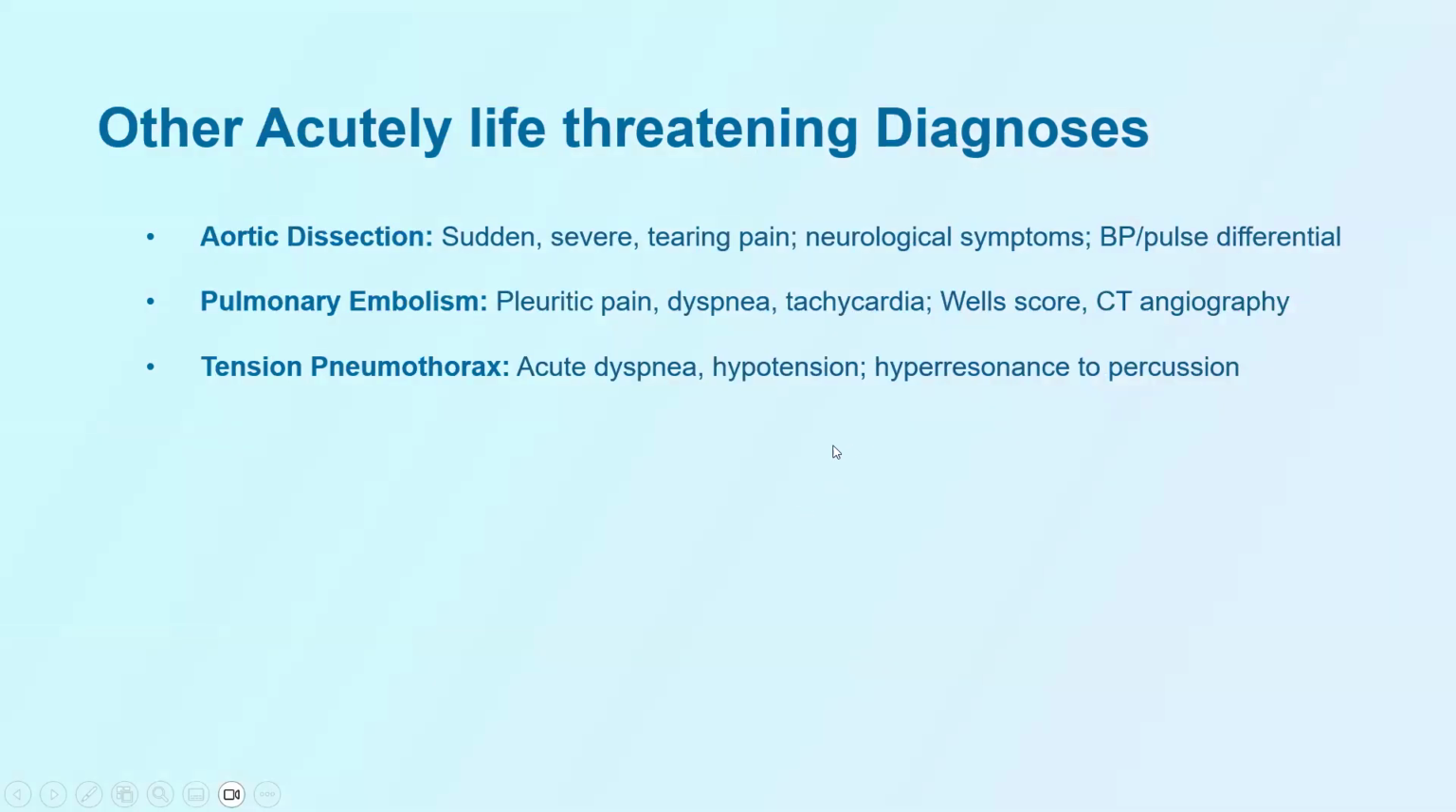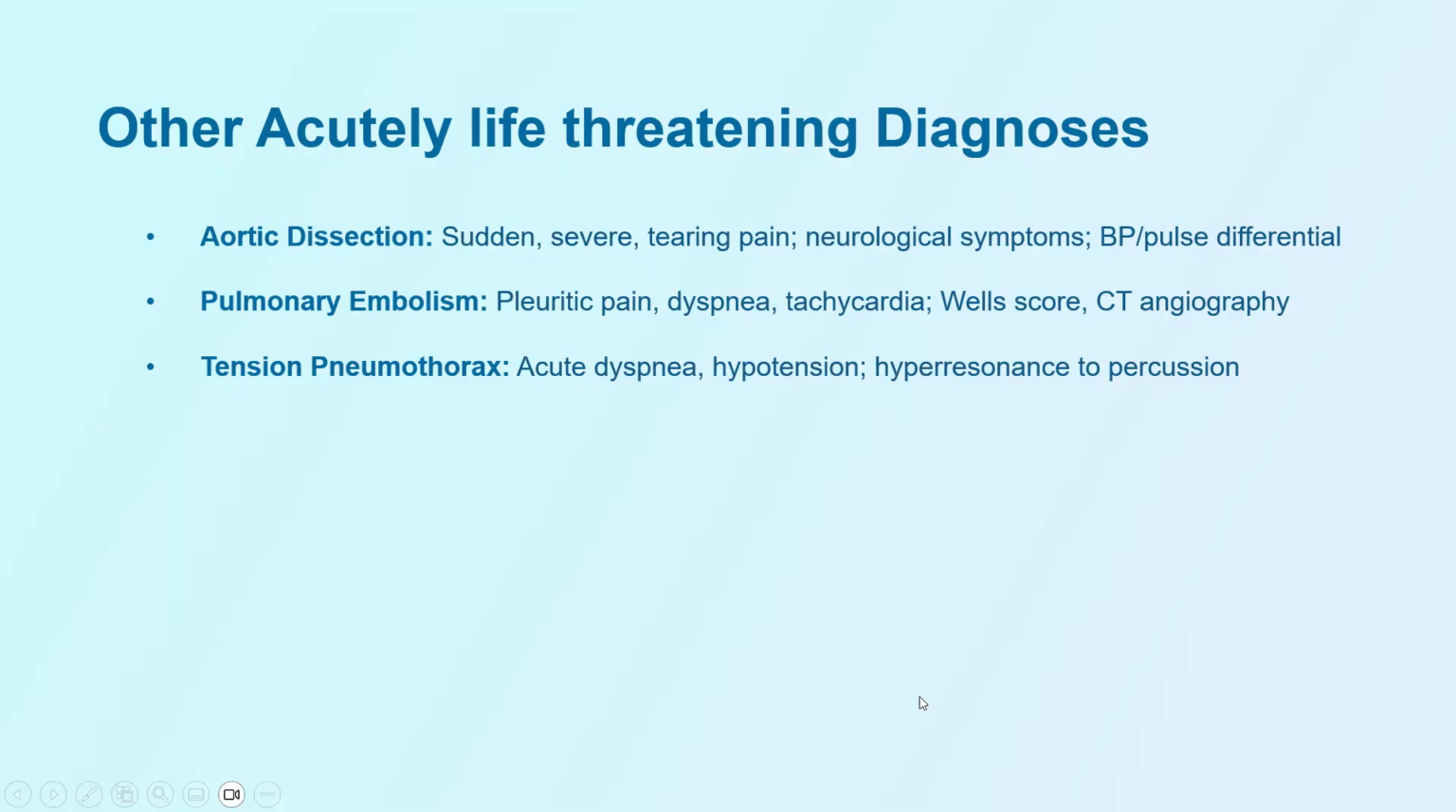Other non-cardiac, acutely life-threatening diagnoses for chest pain include aortic dissection. If it is Stanford type A, it can be acutely life-threatening. Type B can also be life-threatening if not quickly managed. Pulmonary embolism can be life-threatening. Tension pneumothorax is life-threatening within a few minutes if not corrected quickly.